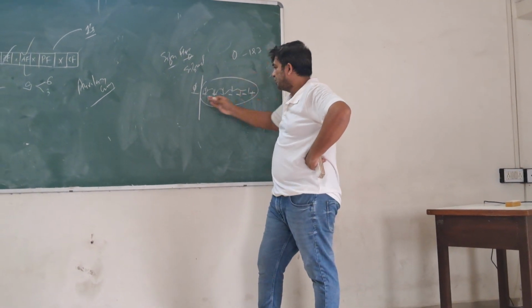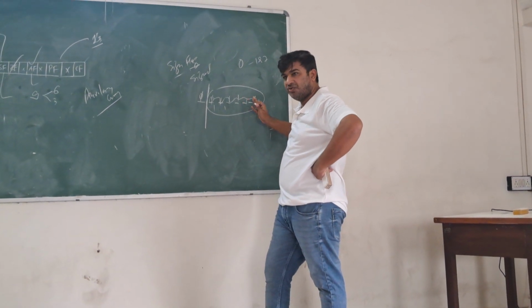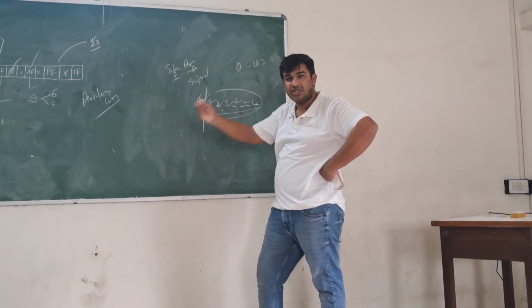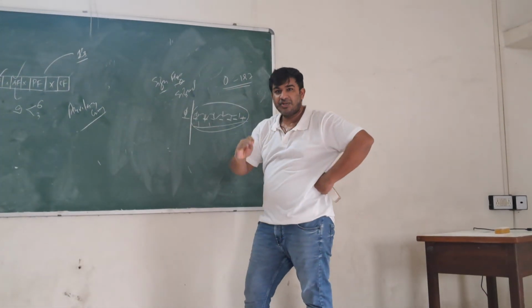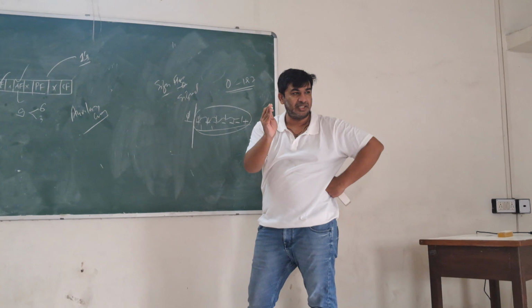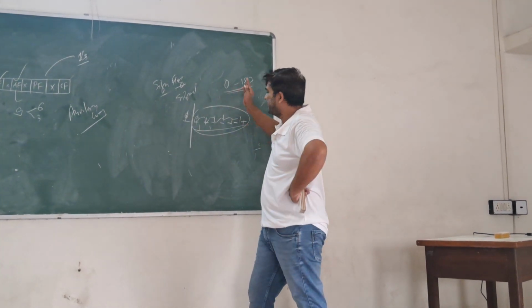Yes. 0, 1, 1, 1, 1, 1, 1, 1. If you find out the binary to decimal, it is 127. So this is the range that I can store in positive numbers. Understand? Initially it was 0 to 255. Yes? Now your range gets halved.